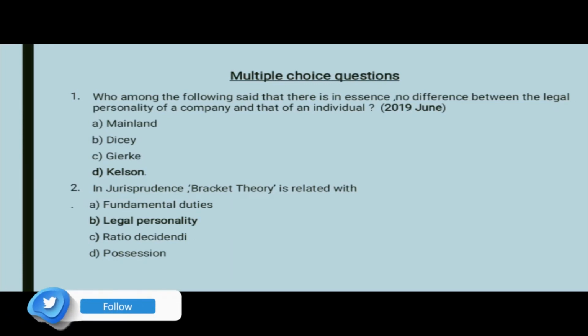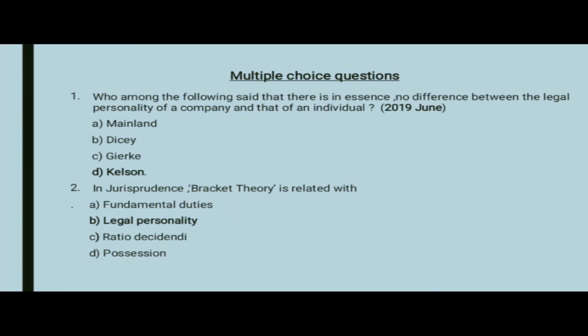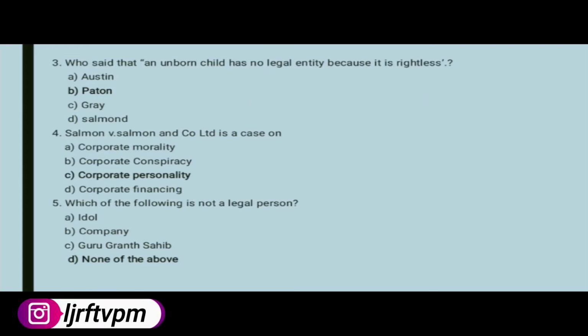Then the second question: in jurisprudence, the bracket theory is related with A, fundamental duties, B, legal personality, C, ratio decidendi, D, possession. The answer is B, legal personality. Third question: who said that an unborn child has no legal entity because it is rightless? Austin, Paton, Gray, or Salmond. The correct answer is Paton. Fourth question: Salomon versus Salomon and Company Limited is a leading case on A, corporate morality, B, corporate conspiracy, C, corporate personality, D, corporate financing. The answer is corporate personality.